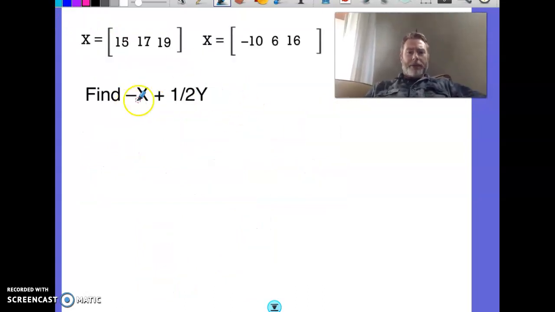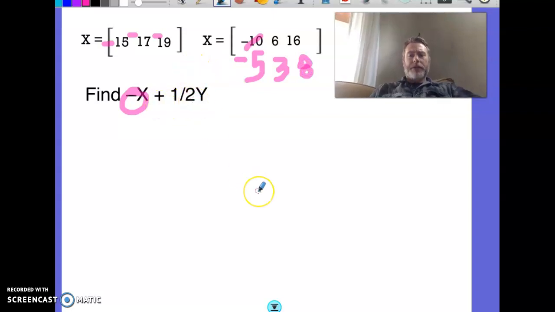One more little piece here. What if we have a scalar multiplication where it's just a negative sign in front of it? No big deal. That just means you change the sign, or you multiply each of these entries by -1. Here, if you multiply all these entries by a half, that makes these all half as big. And then what we got to do is we add. So I'll let you finish that one up.